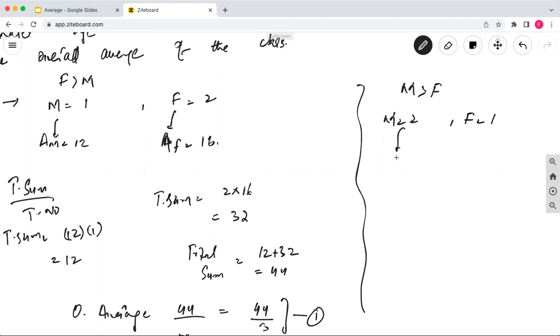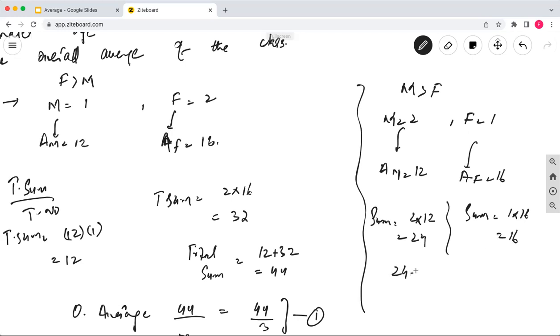Different, yeah. The average provided to us for males is 12 and for females is 16, right? So simple, what is the sum for the first? That is 2 into 12, which is 24. And for the other, this will be 1 into 16. And the overall sum will be 24 plus 16, which is 40. And the average will be 40 divided by 3. Now see, both of these are different cases.